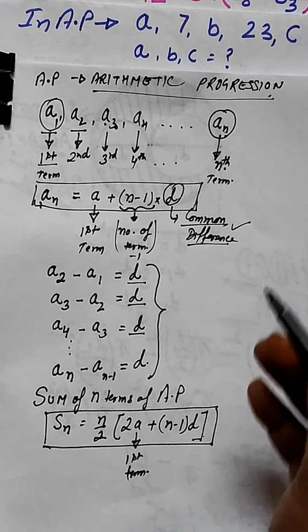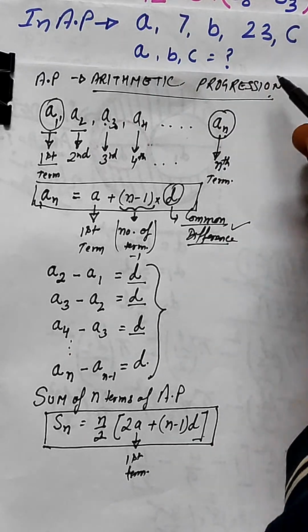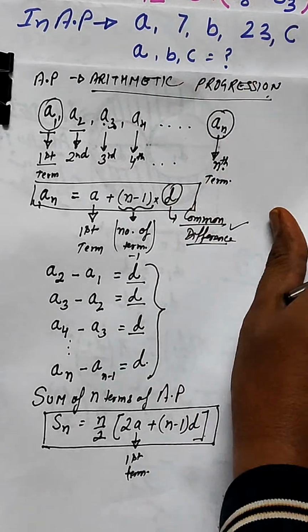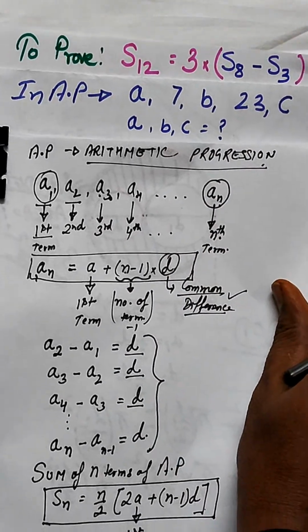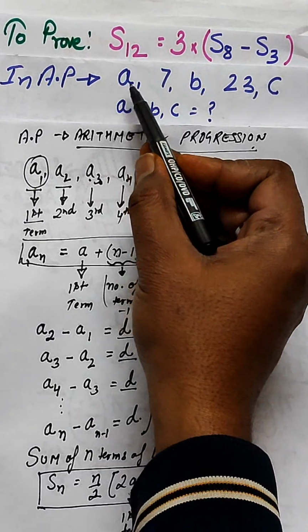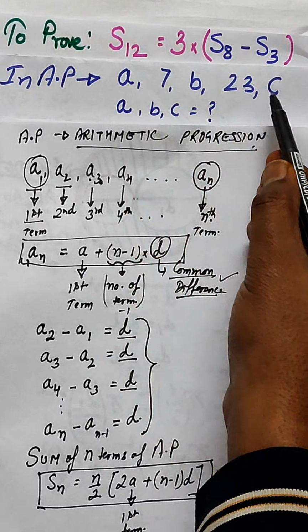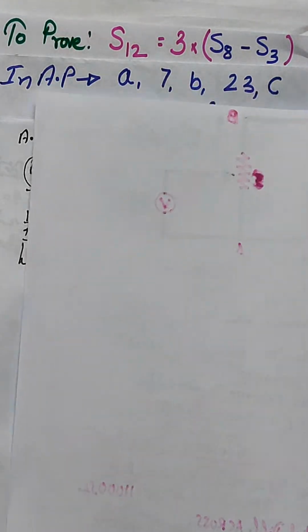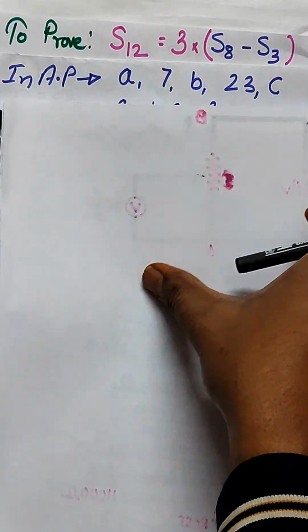So let us do the second question first. If this is the series of AP which is given to us, okay, it's not visible now. Let me show it. If this is the question A7, B23 and C, if this is the series of question, then we need to calculate the value of A, B and C, right? So I am putting a new paper over here, okay?